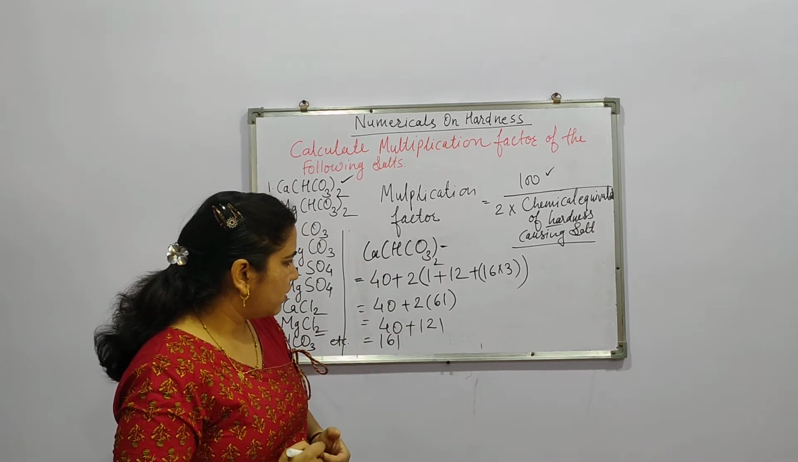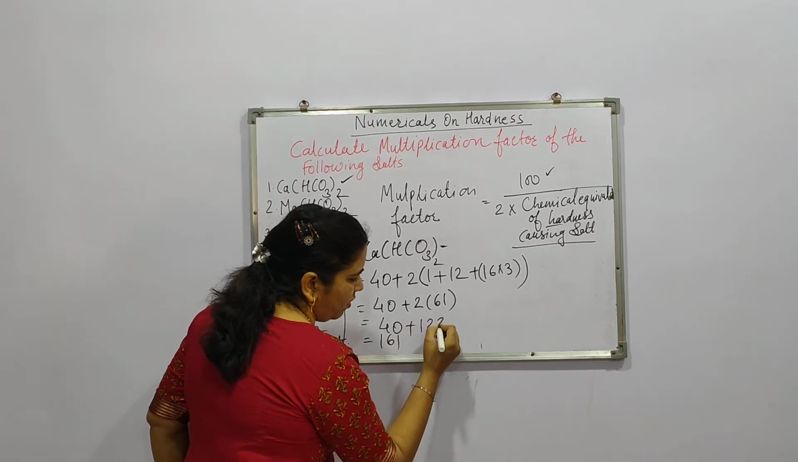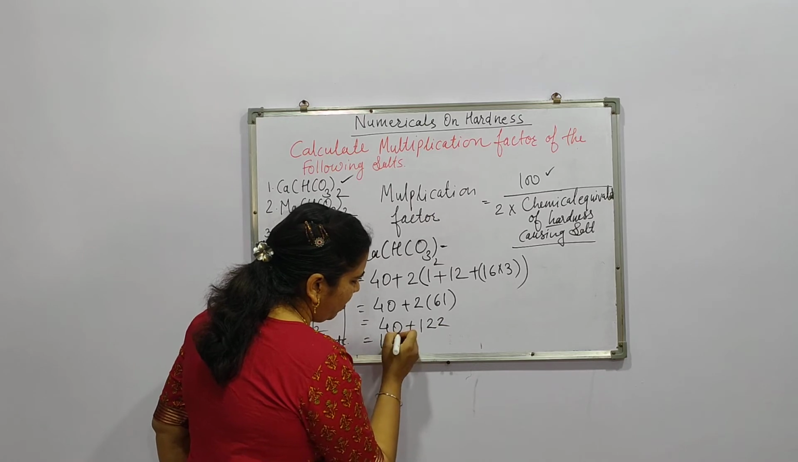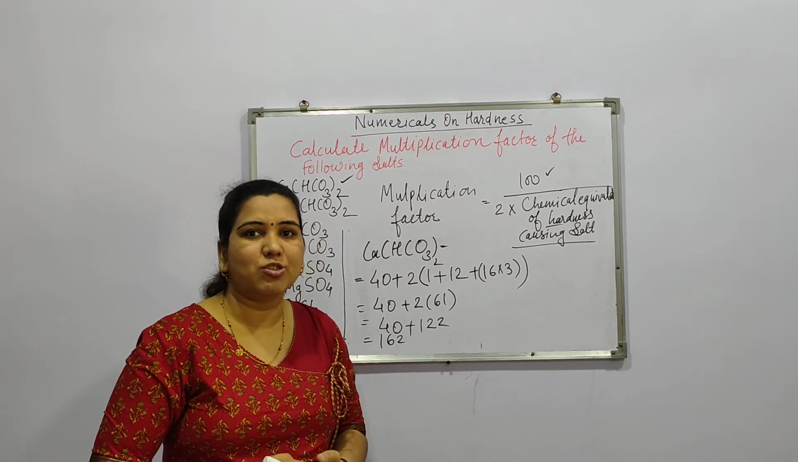Are these all calculations correct? 61 plus 61 is 122, sorry, 122, and this will be 162. The molecular weight of calcium bicarbonate is 162.